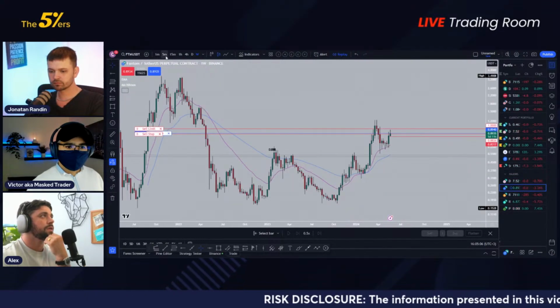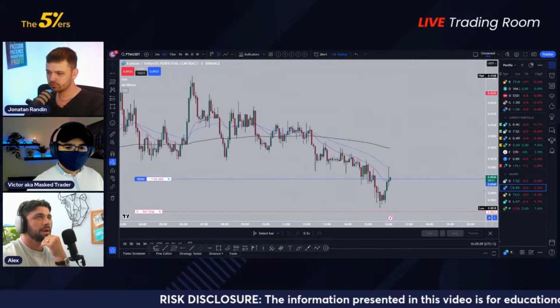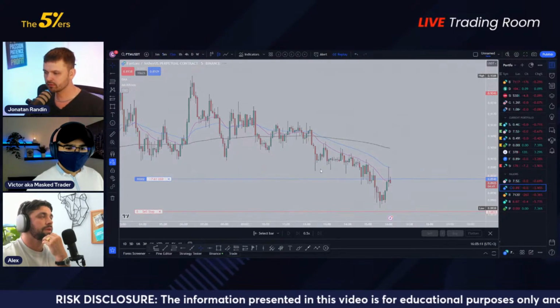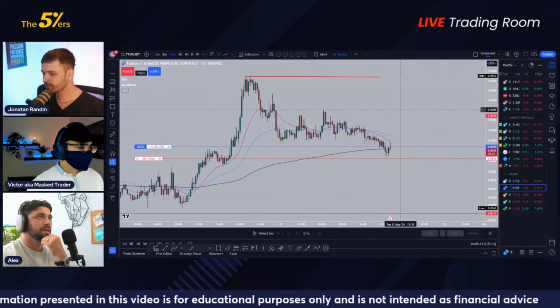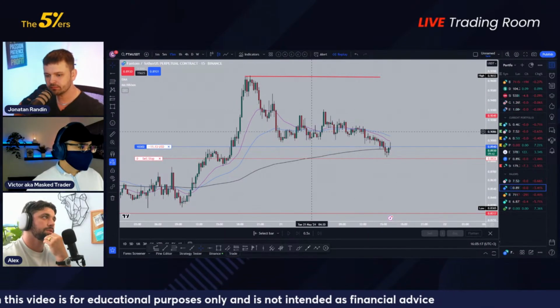Let's see what's going on with Phantom. Again, another one on Phantom. We've had a retest to the 50 EMA. I'm looking for it to hold and then continue up to break these highs. That's what I'm looking for on Phantom.